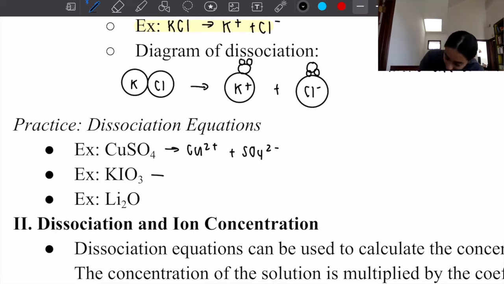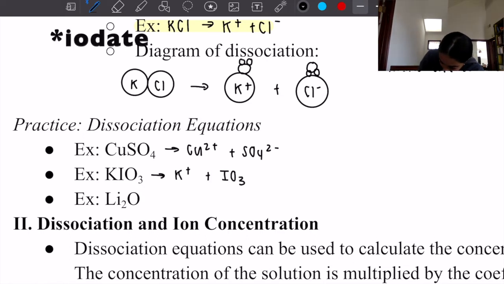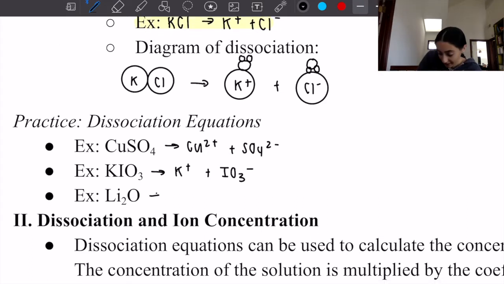Okay, so next we have KIO3. So potassium has a +1 charge, and IO3 has a -1 charge. So I'm going to write K plus, IO3 minus. Then we have Li2O. So lithium has a +1 charge, but there are 2 lithiums for every 1 oxygen. So it is going to be written as 2 Li plus, O 2 minus.